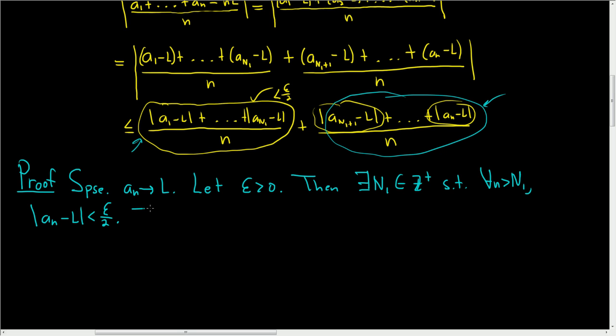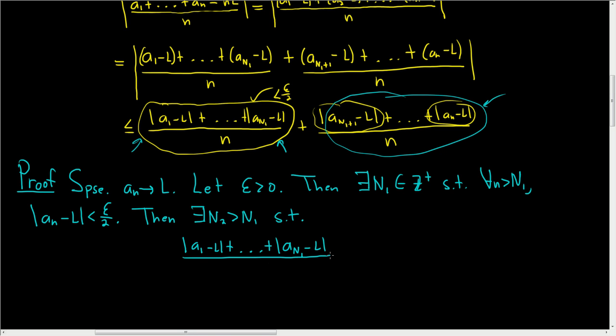Then we can pick another positive integer. In other words, there exists a positive integer N2, which is bigger than n sub 1. We can certainly find one via the Archimedean property, such that this term here is controlled, in other words, bounded. So the absolute value of a sub 1 minus L plus plus a sub n sub 1 minus L, over little n, is less than epsilon over 2 for all little n bigger than capital N2.